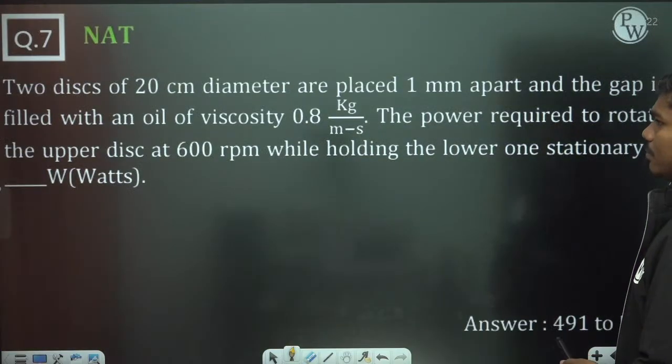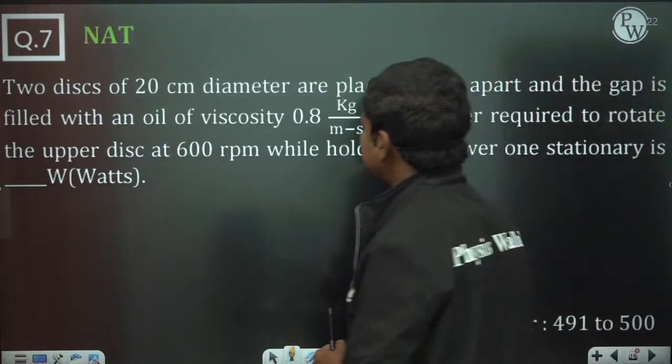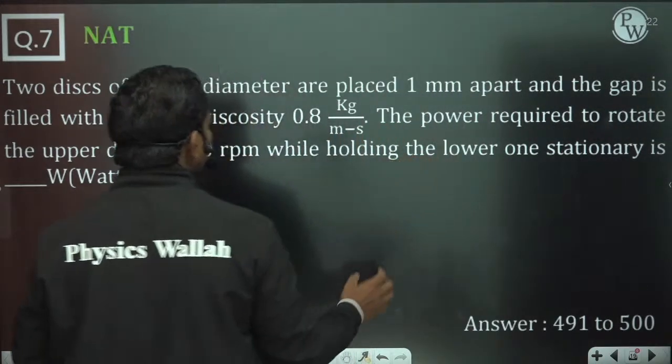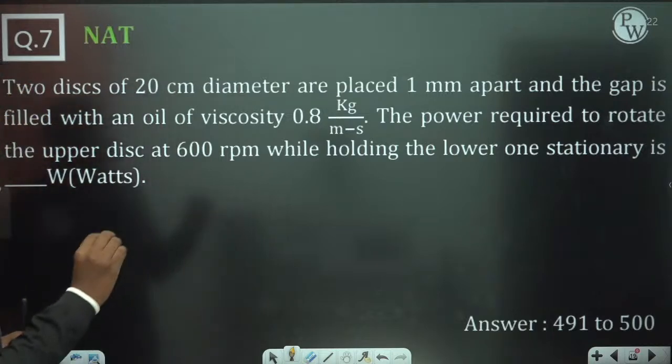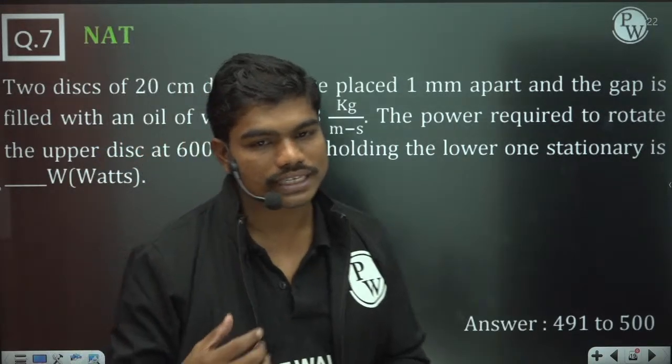Now, see here. Two discs of 20 centimeter diameter are placed 1 mm apart and the gap is filled with an oil of viscosity 0.8 kg per meter second.